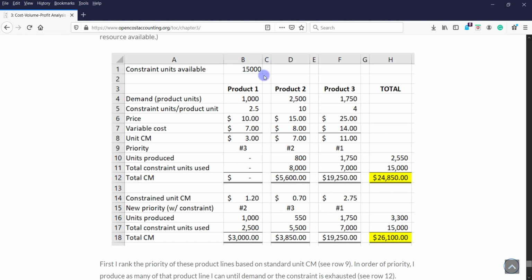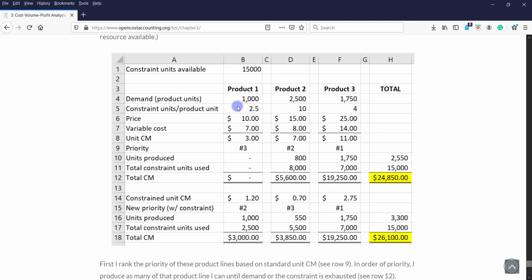Some sort of rare earth metal that we can't get more of in the current period. We only have so much that we can get in a period. We have some sort of trade restraint. This is the maximum number of units we can trade across international boundaries. We have some sort of scarce resource of time, 15,000 minutes of some expert's time within the period. We have 15,000 machine hours available from some sort of specialized machinery, whatever the case may be, some sort of constraint that we only have so much of within the period. And we've figured out this is the limiting factor for our profitability.